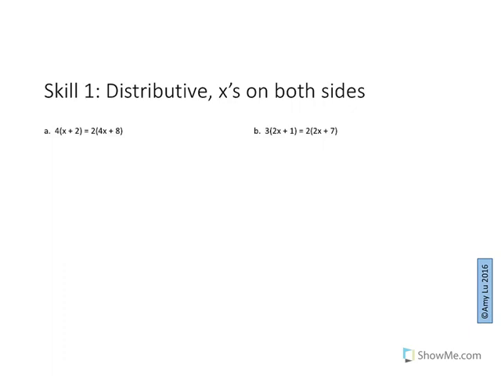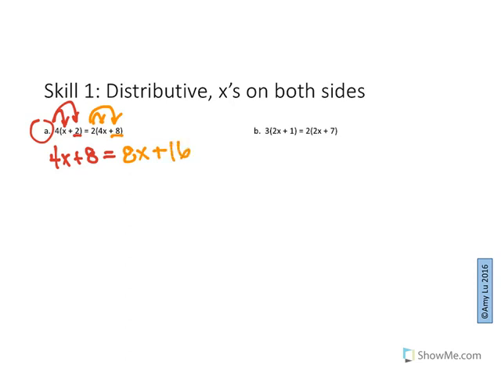So, in order to solve problem A, first of all, distribute. So 4 times x and 4 times positive 2. So that makes 4x plus 8. Equal sign comes straight down, then distribute the second set. 2 times 4x and 2 times positive 8. That makes 8x plus 16.